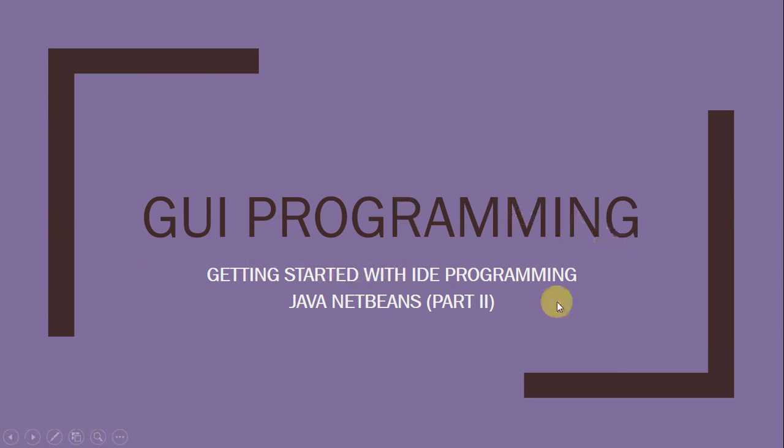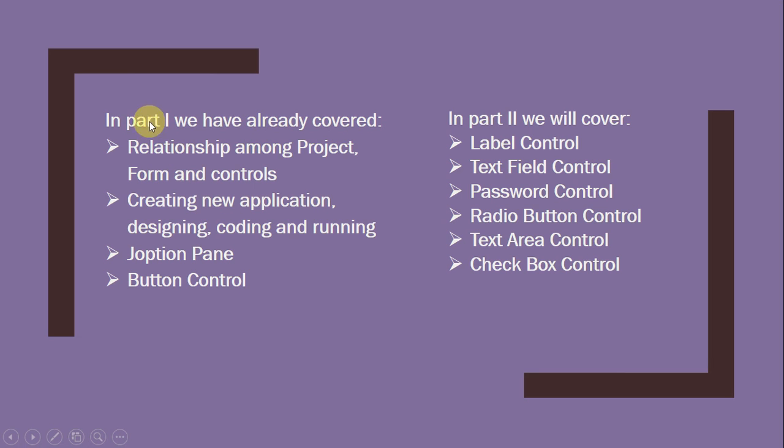In this tutorial, we will talk about IDE programming using Java NetBeans, and this is part 2 of this topic. In part 1, we have already covered the relationship among project, form and controls, how to create new applications, design them, code them and run them, JOptionPane and button control. Now, in part 2, we are going to cover label control, text field control, password control, radio button control, text area control, and checkbox control.